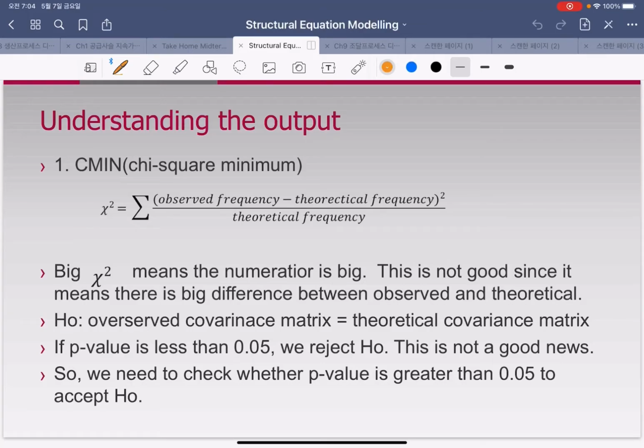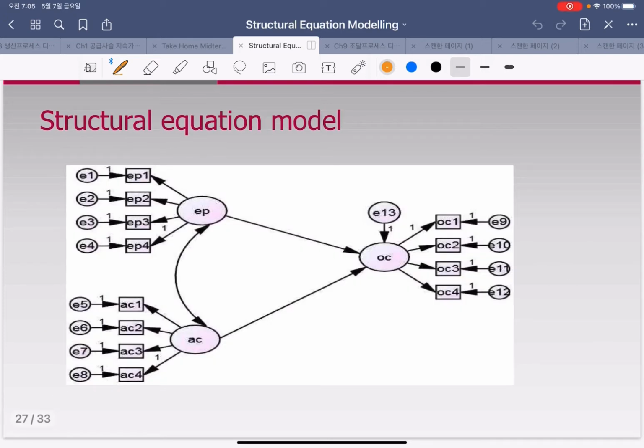Hello everyone, this is the 11th week class. What we are going to do today is to look at the output, right? Before we do that, I'm going to show you once again how to use Amos for the structural equation model, right? So I'm going to use this model once again. And let me show you how to use the Amos, right?